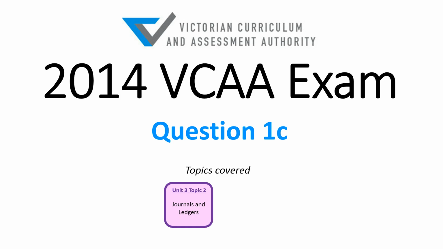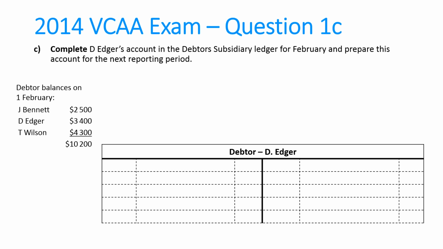Question 1C covered the topics of journals and ledgers from Unit 3, as well as incorporating the earlier part of question 1 on returns of stock. So what we were specifically asked to do was to complete D. Edge's account in the debtors subsidiary ledger for February and then prepare it for the next reporting period. What's important to remember is in a subsidiary ledger, we use the actual dates, not the end of the month. We use the actual dates of individual transactions.